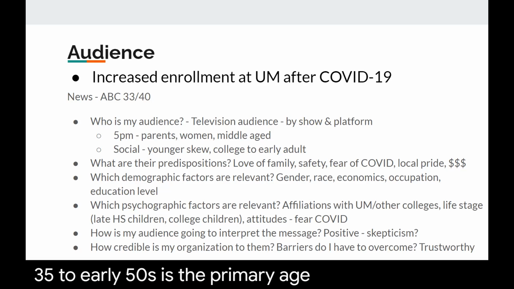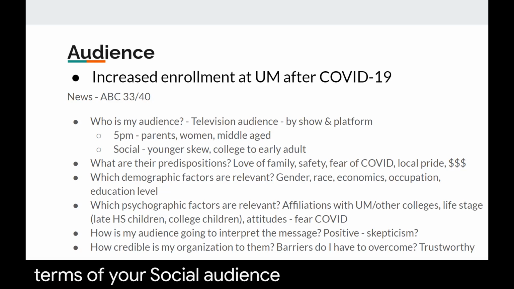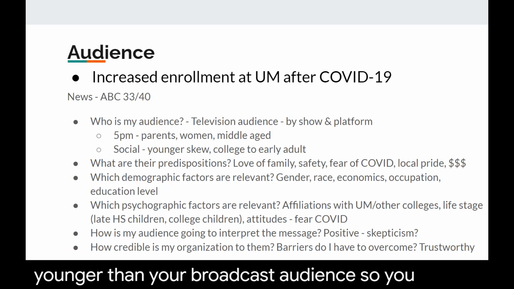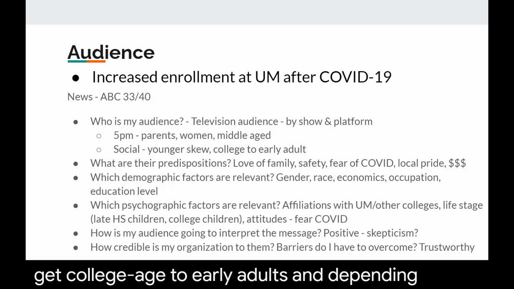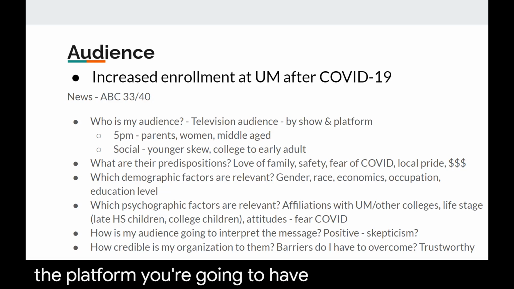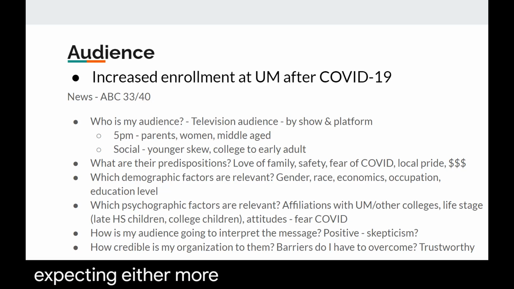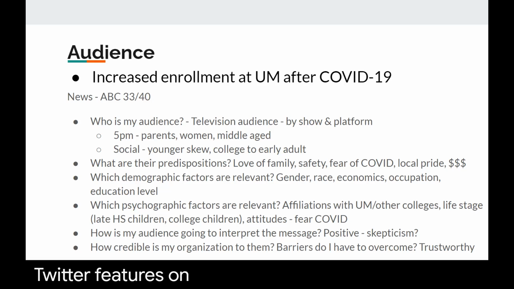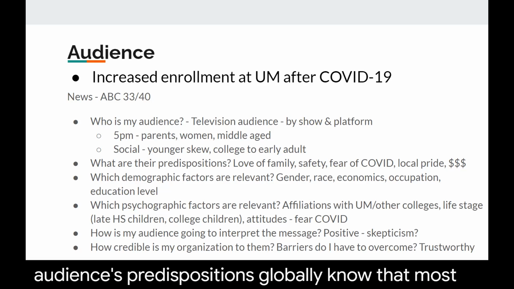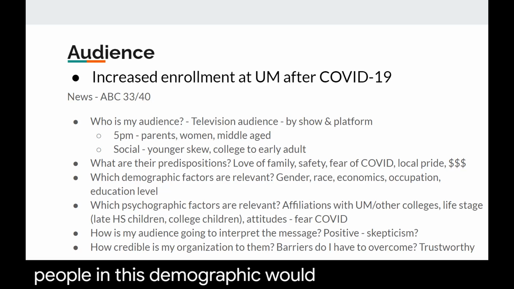In terms of your social audience, it's going to tend to be younger than your broadcast audience. So you would get college age to early adults. And depending upon the platform, you're going to have people who are expecting either more facts or more features. Facts on Twitter, features on Facebook. What are your audience's predispositions? Well, we know that most people in this demographic would love their family.